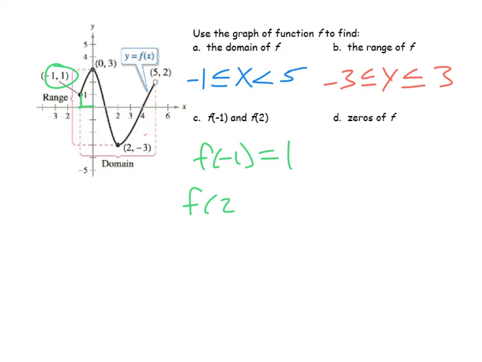Let's do f of 2, right? Go to your x value first, which would be 2. And then I can see the graph is down here, so I go down, and there's the point right there. -3.